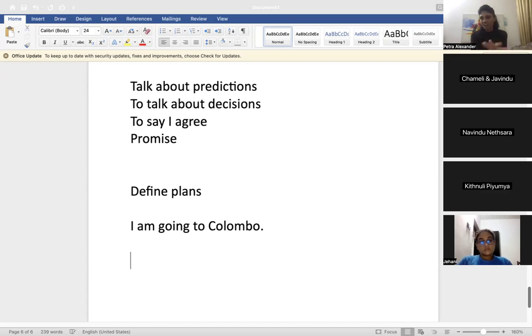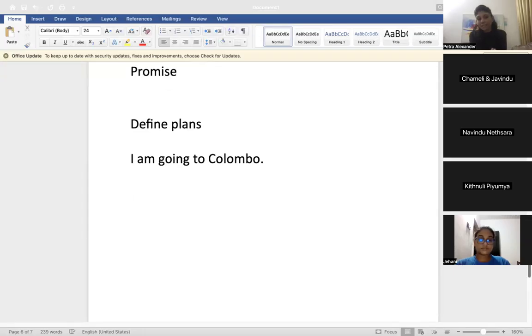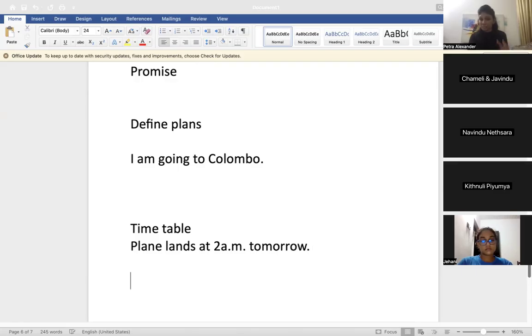Did you understand? And let's say timetable. When you talk about timetables, we can use simple present. Like the plane lands at 2 o'clock tomorrow. So that's a timetable. Then you can use simple present. Even though it's future, you can use simple present to talk about timetables. The plane lands at 2 a.m. tomorrow. Right? Timetables, you use simple present, even though it's future. Like our O-level exam commences on 17th February. That's future, but it's a timetable.